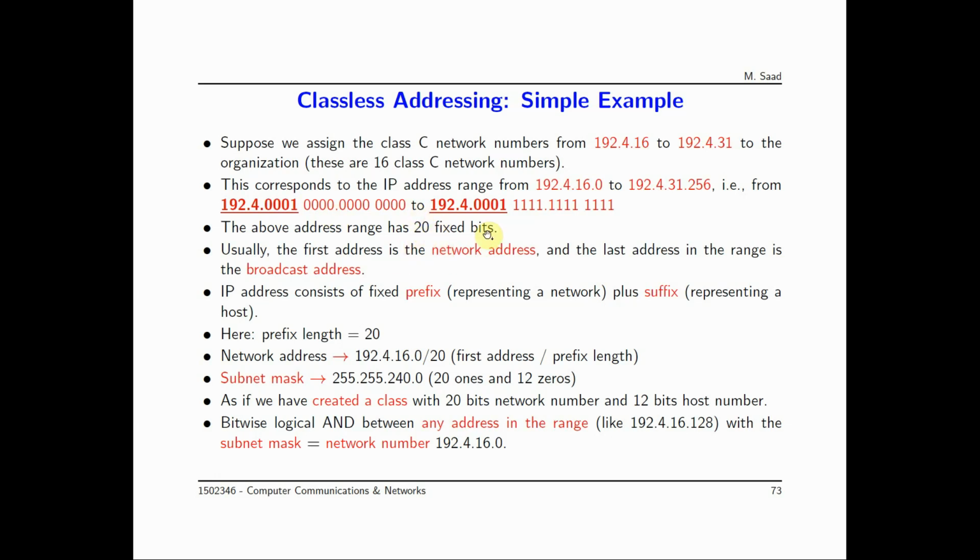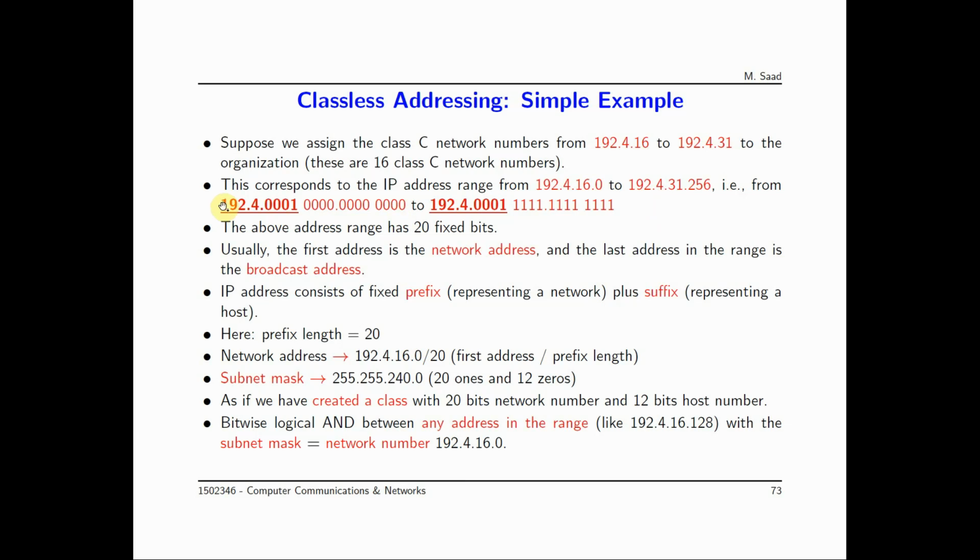We have 20 fixed bits, and we can think of them as the network ID. We also have 12 variable bits from address to address. They start from 12 zeros until 12 ones, and in the range we have everything in between. So the 12 variable bits represent the host address. If this range gets allocated to my organization, I can start using it to give people or machines IP addresses once they get connected to the network.